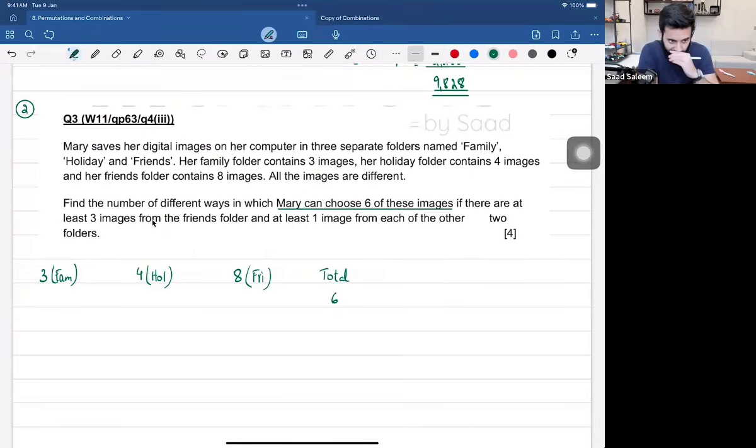Now let's look at the condition. The condition is that there are at least 3 images from the friends folder and at least 1 image from each of the other 2. So that means friends mein se 3 honi chahiye aur baki 2 mein se kam se kam 1 honi chahiye.